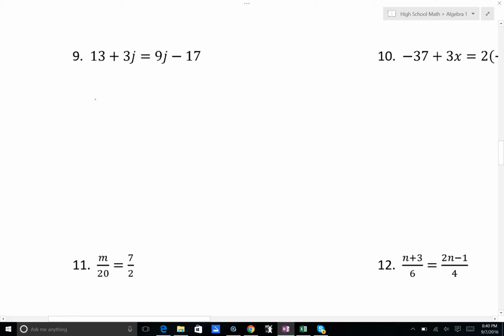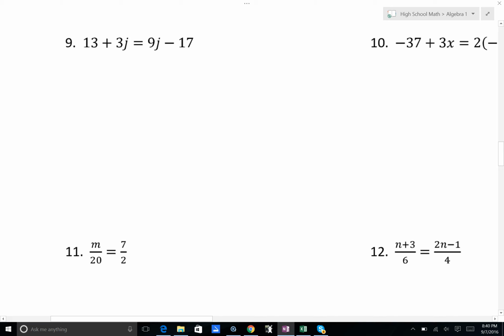This video is a continuation of the previous video where problems 1 through 8 were worked. This will be 9 through 16. Number 9, we have 13 plus 3j is equal to 9j minus 17. Notice we have the variable j on both sides of the equal sign. When we do that, we're going to eliminate one of them.